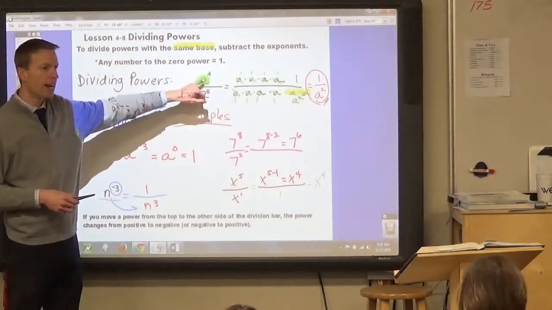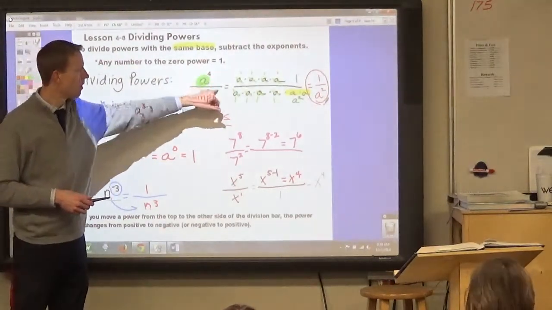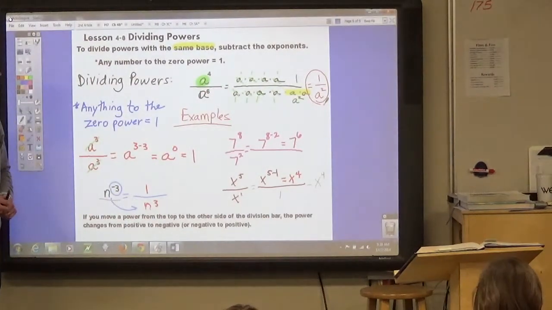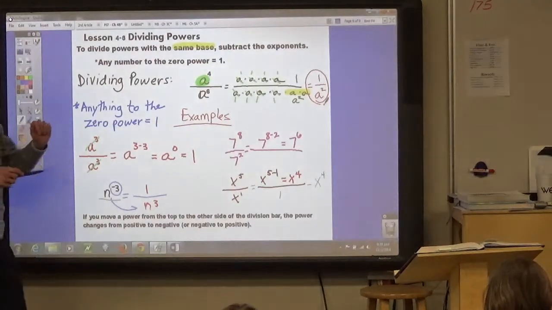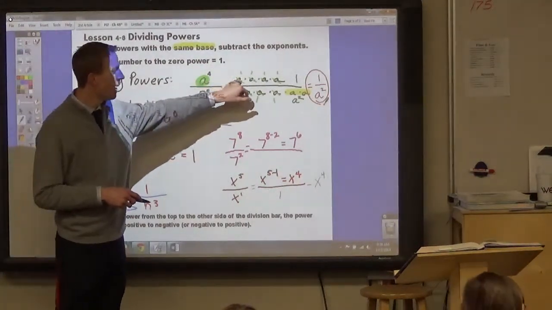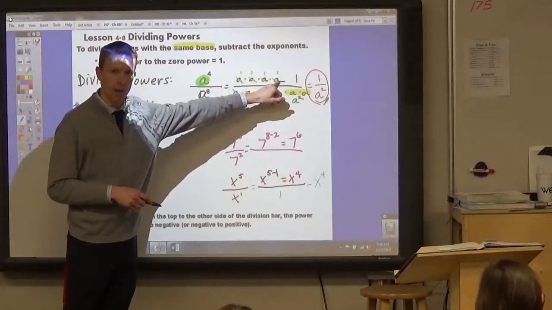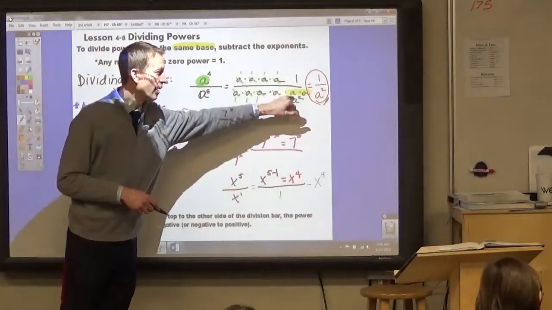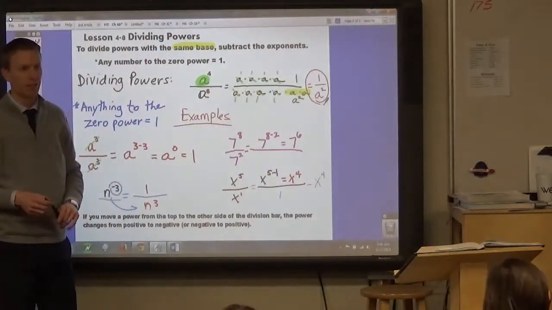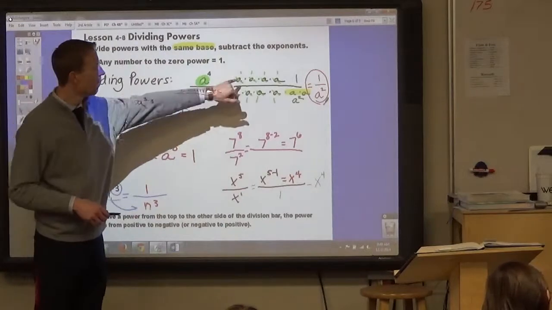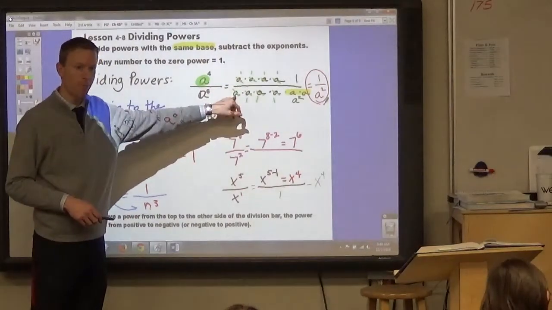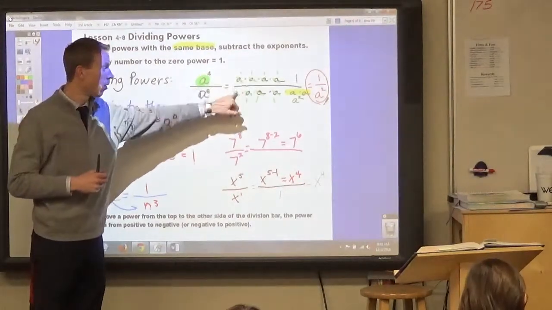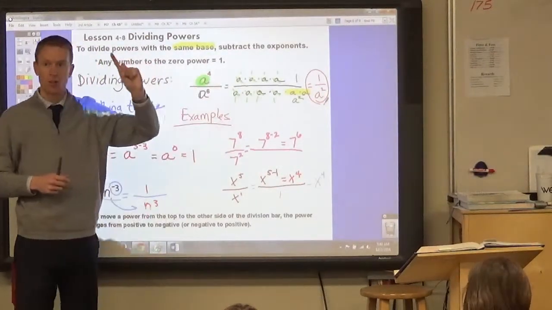So, let's look at an example of dividing powers with the same base. This one is given to you: A to the 4th divided by A to the 6th. Okay? Now, if you write that out in expanded form, you would write A times A times A times A, which is A to the 4th power, over A times A times A times A times A times A, which is A to the 6th power. Right? Then, for any factor that's the same on the top and the bottom, you can cross it out and write 1.